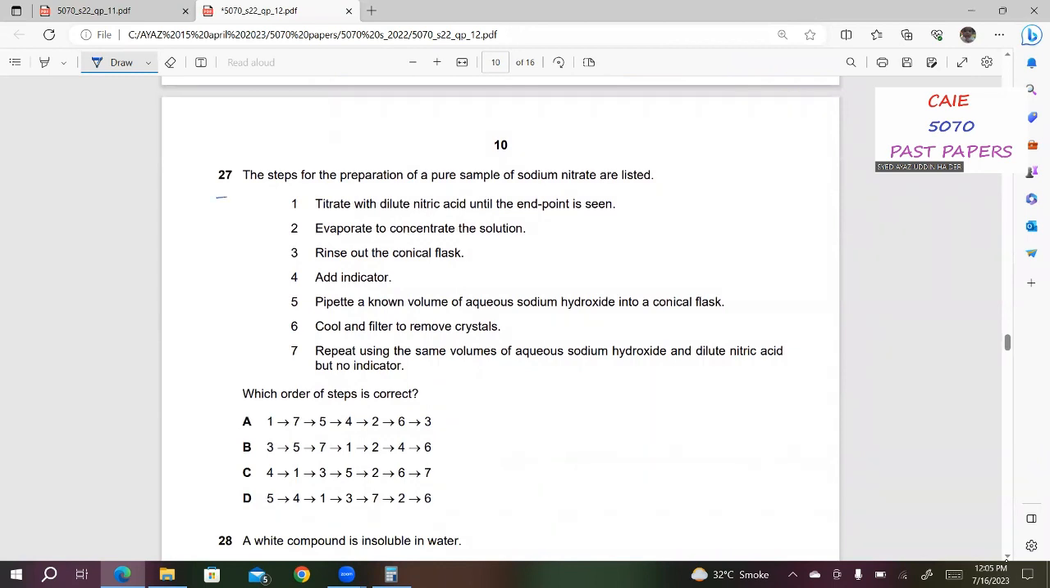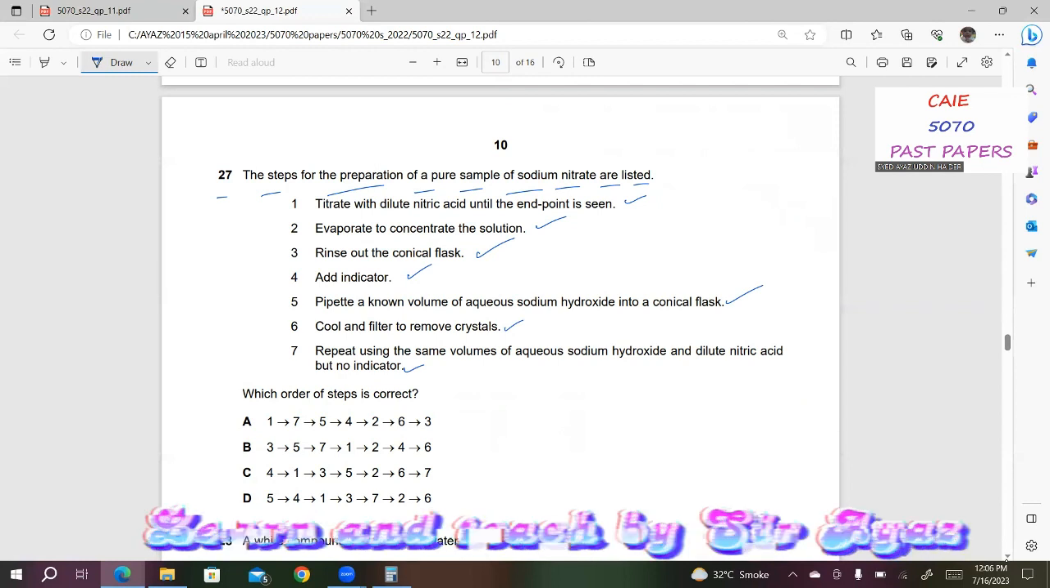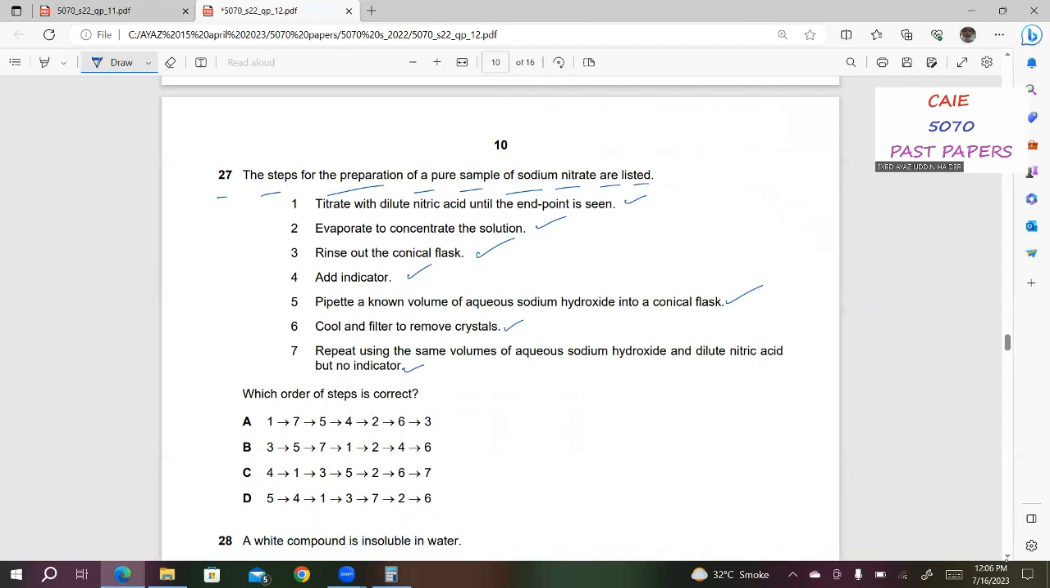27. The steps for the preparation of a pure sample of sodium nitrate are listed. Number 1, titrate with dilute nitric acid until the endpoint is seen. Number 2, evaporate to concentrate the solution. Number 3, rinse out the conical flask. Number 4, add indicator. Number 5, pipette a known volume of aqueous sodium hydroxide into a conical flask. Number 6, cool and filter to remove crystals. Number 7, repeat using the same volumes of aqueous sodium hydroxide and dilute nitric acid, but no indicator.